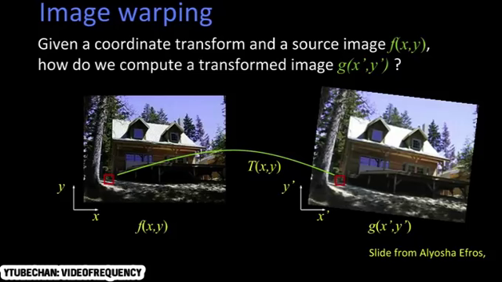I'm going to create some new image g, and for every x prime, y prime in it, or call it a and b, or i j, what value should go there? And this T of x y is the transformation that says, given x y in one image, that value should go to x prime, y prime in the second image.